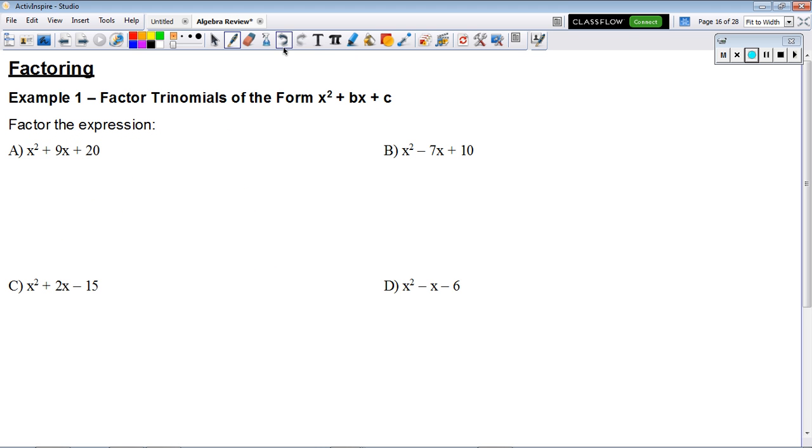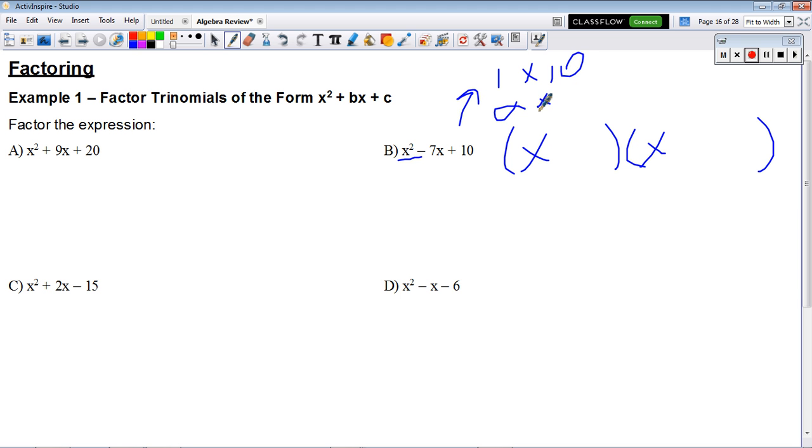For part B, I have the same thing, two empty parentheses. Since this is x squared, it's going to be x times x. Then the factors of 10 are 1 times 10 and 2 times 5. Once again, because it's a positive 10, the signs in the parentheses are going to be the same, either both pluses or both minuses. So I look in the middle to know which it's going to be. Since it's a minus in the middle, these are both going to be minuses.